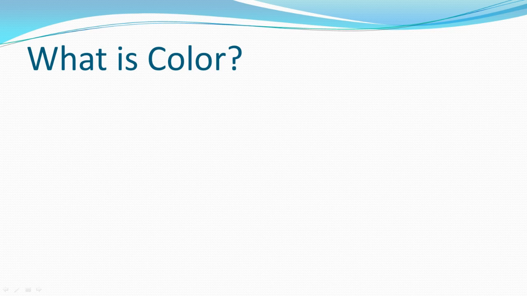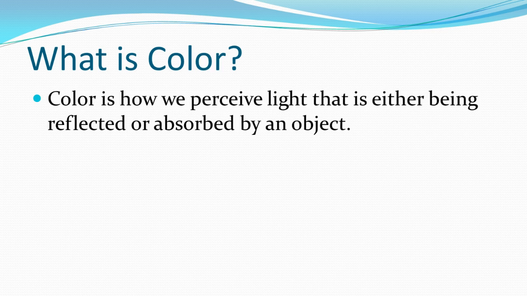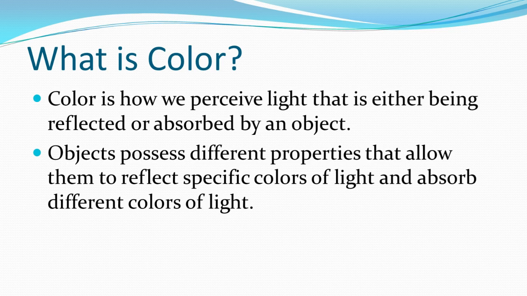First off, let's get deep and existential together. What is color? We know red, we know green, we know blue, but what is it? Color is how we perceive light that's either being reflected or absorbed by an object. The colors we see are being reflected off the object to our eye. Every other color that existed in that white light has been absorbed. Objects possess different properties that allow them to reflect specific colors of light and absorb different colors of light. A red shirt is red because it reflects red light and absorbs all other colors.